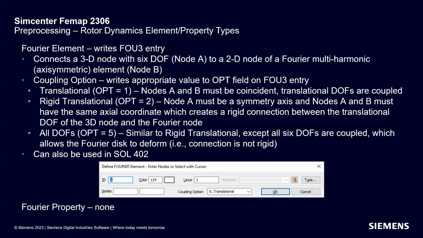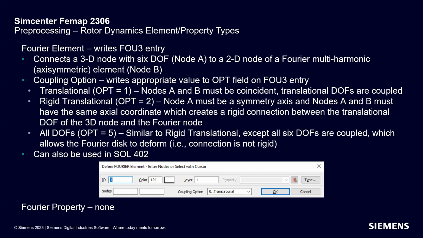The 4A element writes the FOU3 entry. It just connects a 3D node with 6 degrees of freedom to a 2D node of a Fourier multi-harmonic element, an axisymmetric element. At node B, you have a couple options for coupling, either translational or rigid. When it's translational, all the translational DOFs are coupled. Rigid, basically all 6 degrees of freedom are coupled.